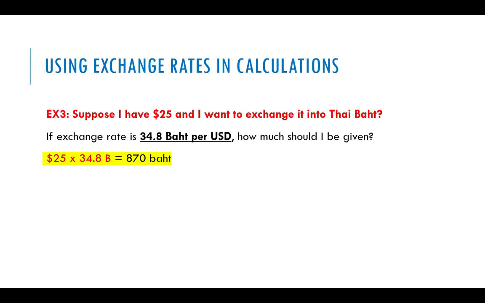You need your $25 converted to baht. Notice here, instead of dividing, we're multiplying. So $25 multiplied by 34.8 baht per dollar. The bank should give me 870 baht.